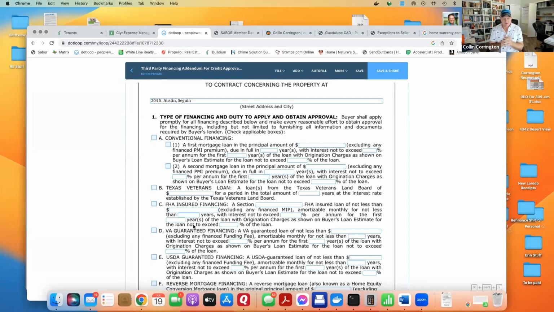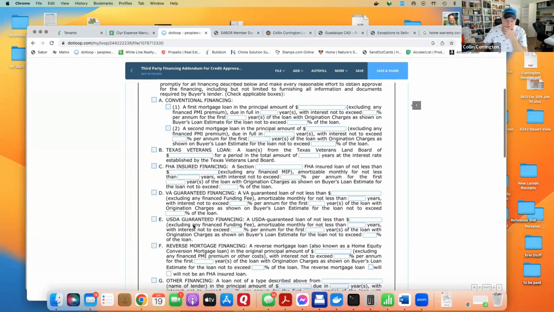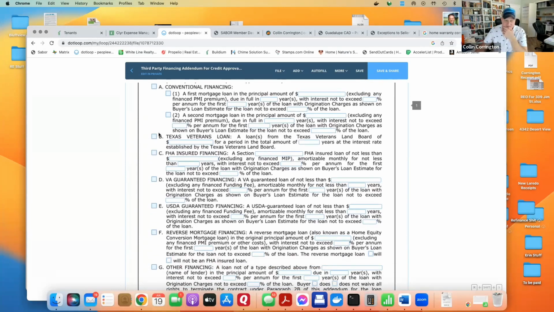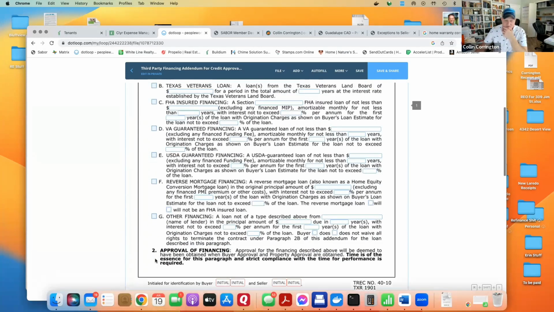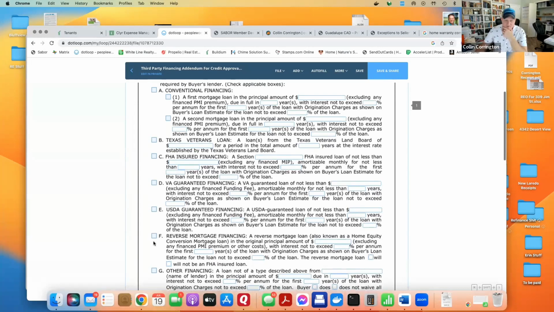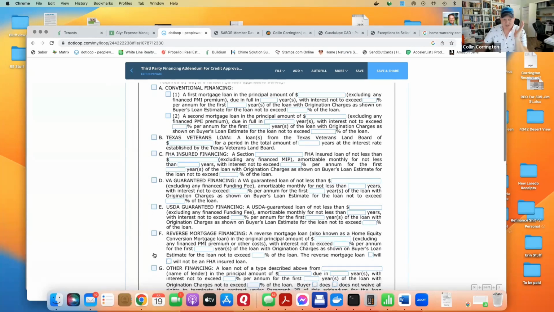Okay. So, with that being said, I'm going to walk you through this. This won't take very long. First of all, these boxes, A, B, C, D, E, F, G, all have to do with what kind of loan they're getting. Third-party financing means somebody else is going to pay for the house. It's a bank, it's whatever. Okay. Conventional, Texas Vet, FHA, VA, USDA, whatever.